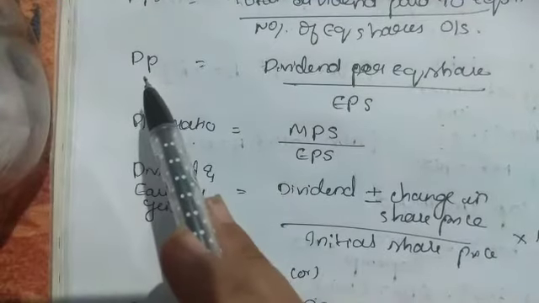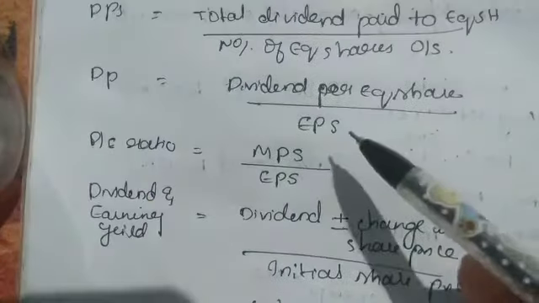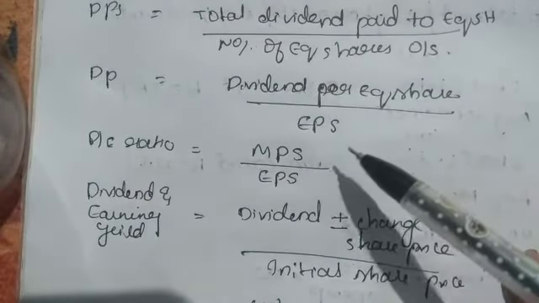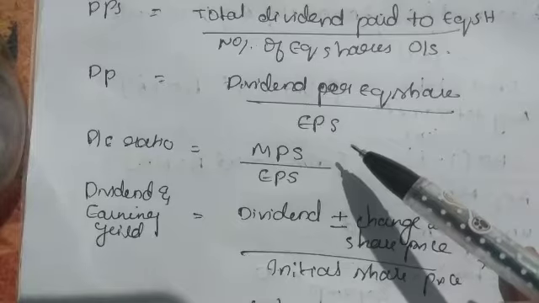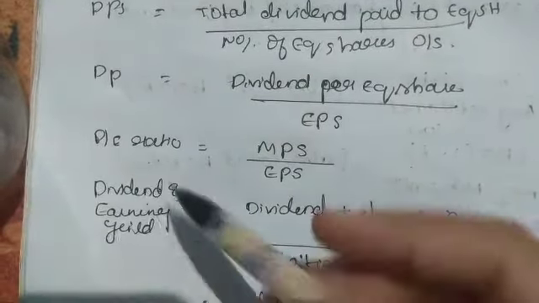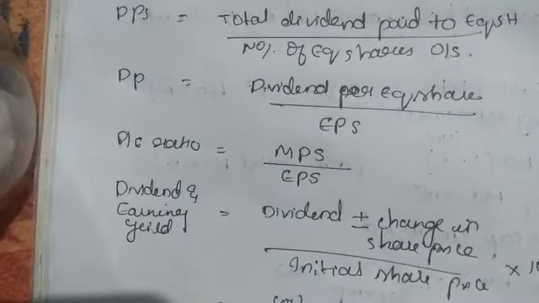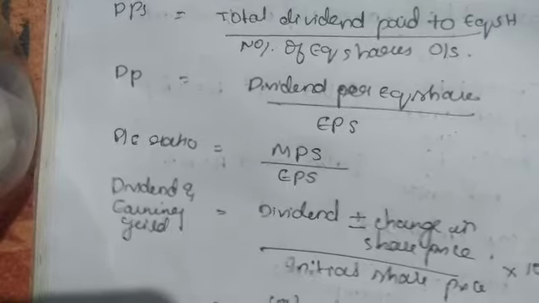This is the dividend payout ratio: dividend per equity share divided by earnings per share. Then price earning ratio: market price per share divided by earnings per share.